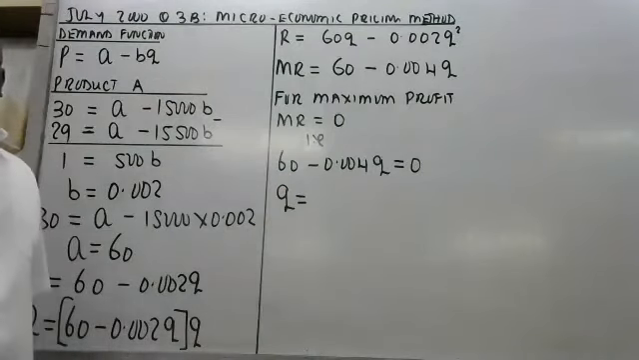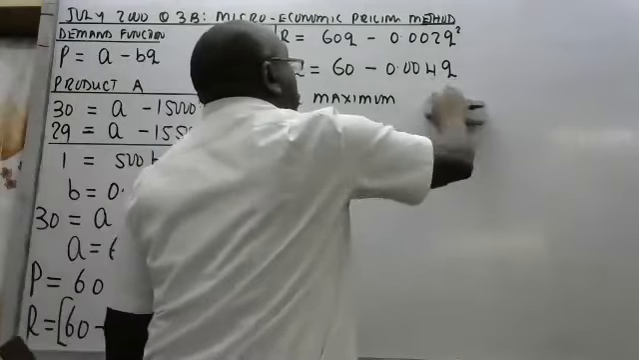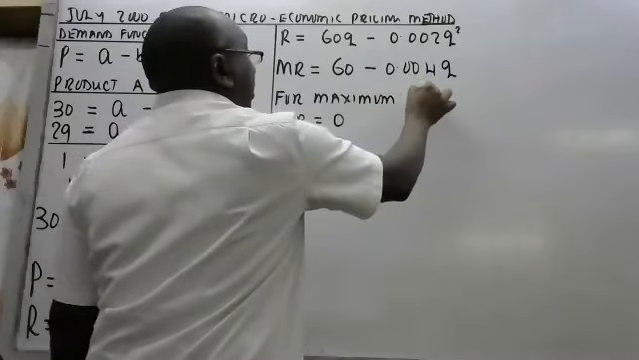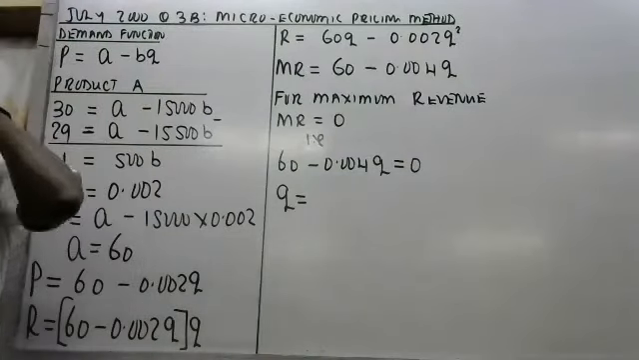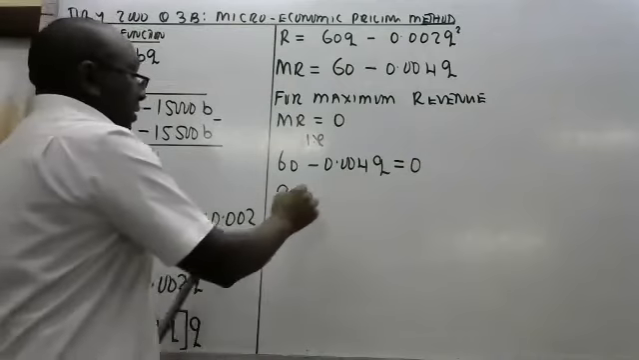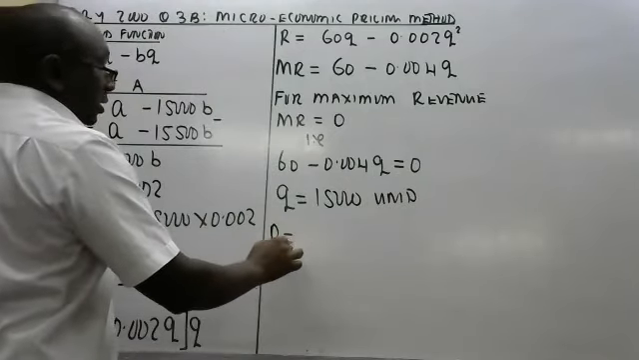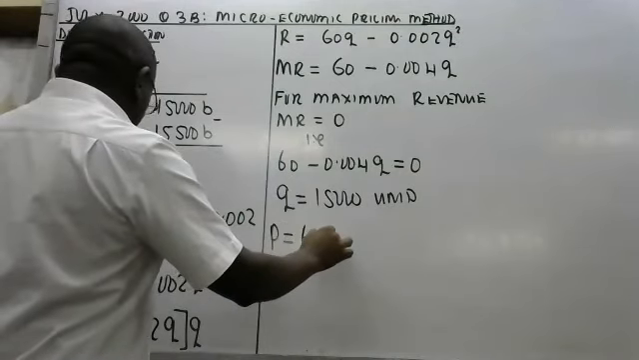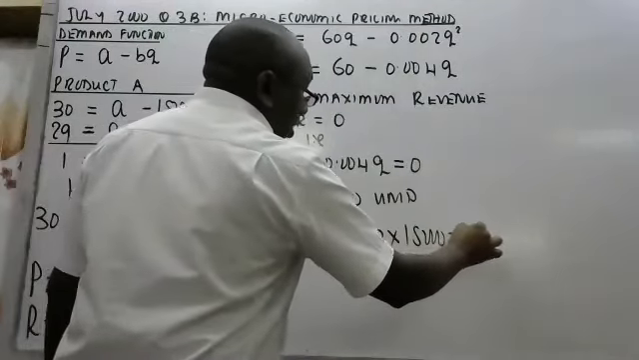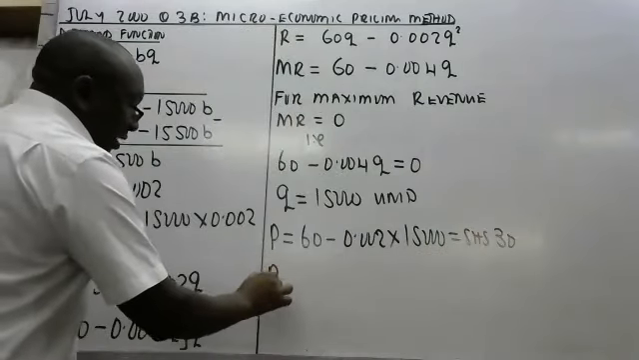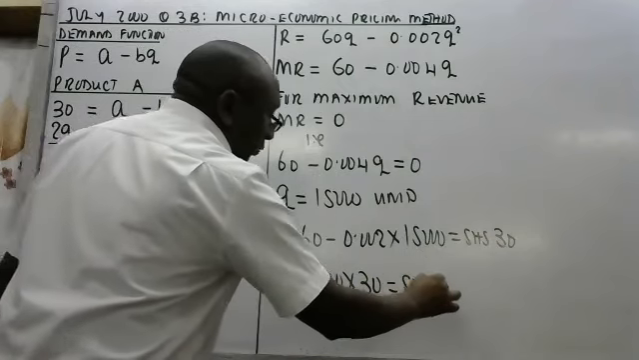We are looking for maximum profit. This is maximum revenue. I have not reached profit yet, just revenue. Yes, 15,000. Good. 15,000 units. So the price at this point will then be 60 minus 0.002 times 15,000. This goes back to shillings 30, and revenue then will be 15,000 times 30, and this will be shillings 450,000.